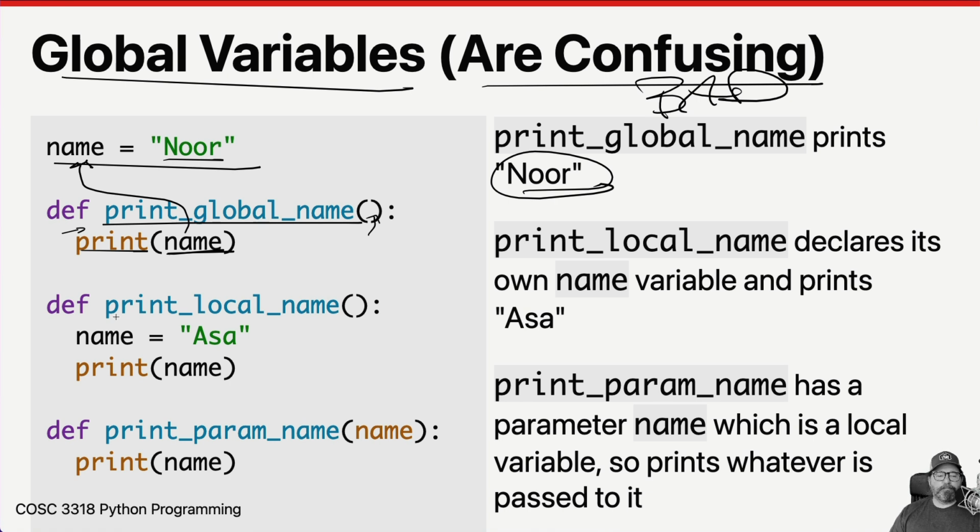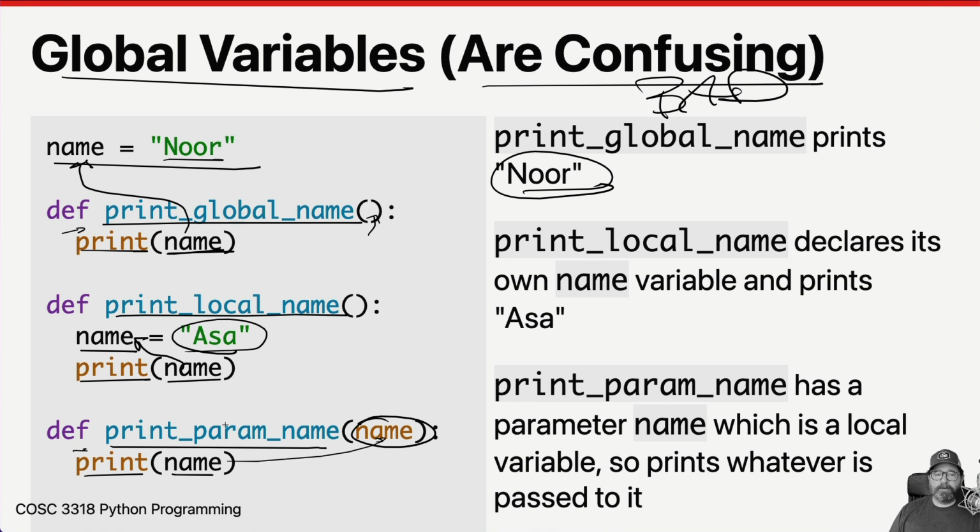Here we have print local name. When it gets to here, it creates name and sets it to ASA. And when it gets to this print, Python says, is there a local variable? And the answer is yes. So it ends up printing this name. And then down here where it says print param name, we have a parameter named name. And when it gets to this line, print name, Python says, is there a local variable? Nope. How about a parameter? Yep. Great. That's what I'm going to print.